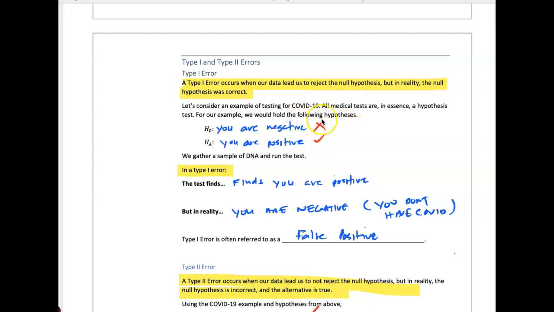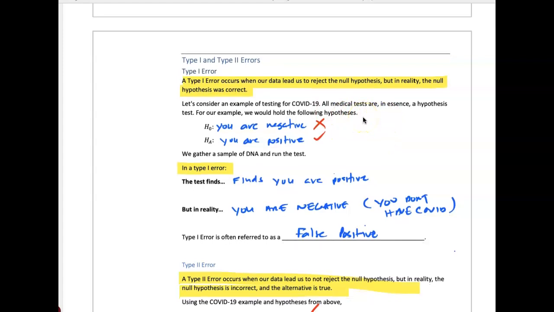We say, you know what? The null hypothesis is not true. Like in this case, you are negative. You don't have COVID. But in reality, the null hypothesis was actually correct. And so we made a mistake when we said, I'm sorry, we reject that you're negative, but you actually are negative. That's our conclusion, but in reality, the null hypothesis was correct. That's what we call a false positive in this case. That would be a type 1 error.